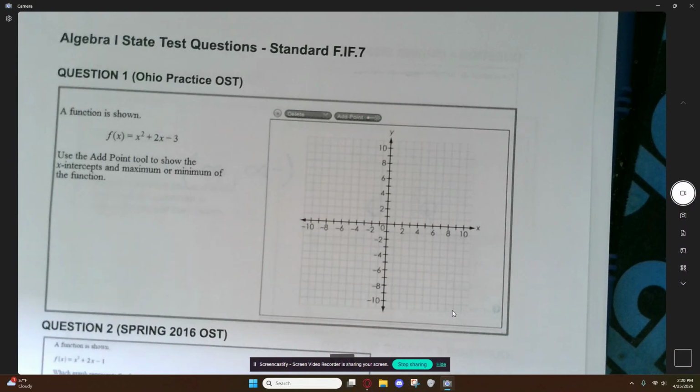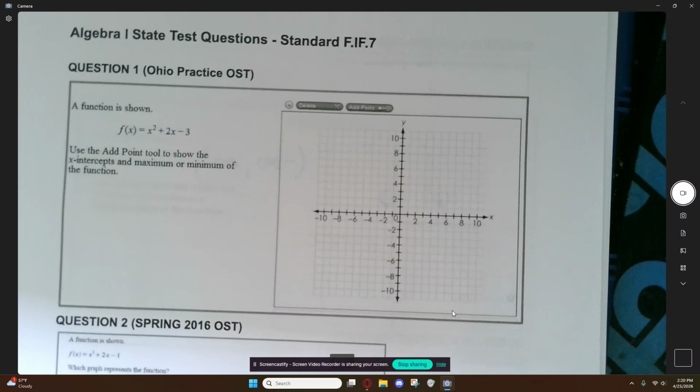Let's jump right in. Question 1. A function is shown, f of x equals x squared plus 2x minus 3. And it says use the add point tool to show the x-intercepts and maximum or minimum of the function.